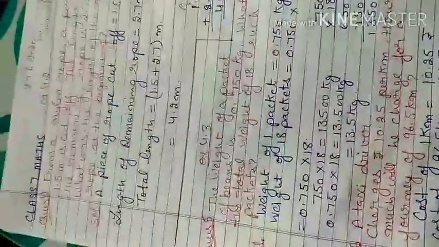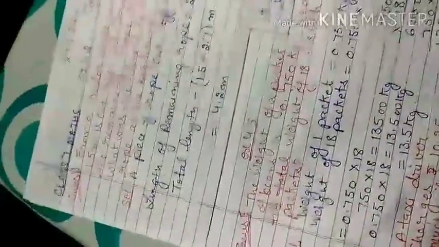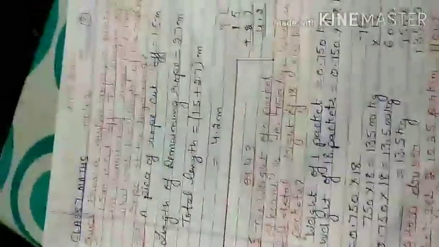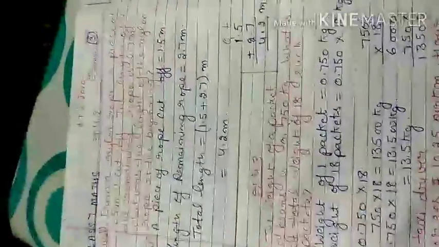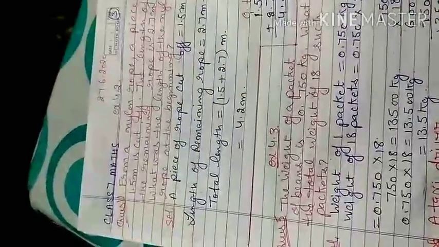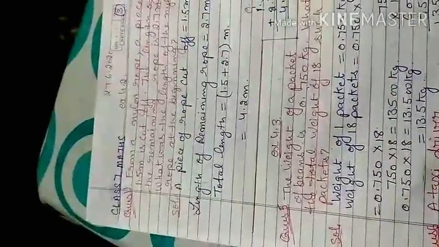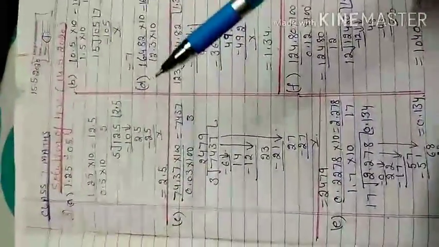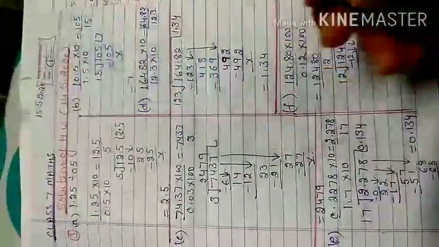Now your 4.3 exercise. In your 4.3 exercise, your first question, you have to find the product of the numbers. Okay, so that is a multiple of 10, and second question you have to divide and find the quotient. Now in your third question of your 4.3, you have to divide like 1.25 divide by 0.5.